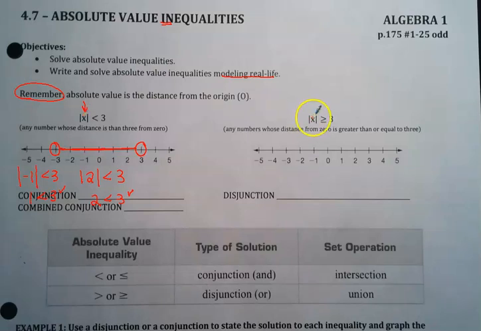So in this one, we have the absolute value of x is greater than or equal to 3. So here we have any number whose distance from 0 is greater than or equal to 3. So we would be looking at negative 3. It's greater than or equal to, so it's solid. If we pick an x value, let's say we picked negative 4, is the absolute value of negative 4 greater than or equal to 3? Well, the absolute value of negative 4 is positive 4. So is 4 greater than or equal to 3? Yes, so we're going to draw our arrow this way.